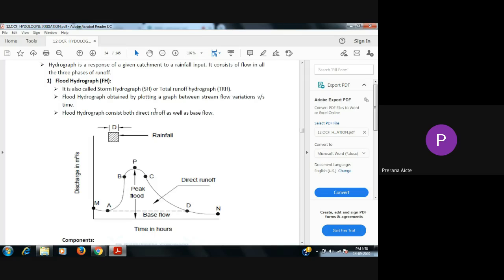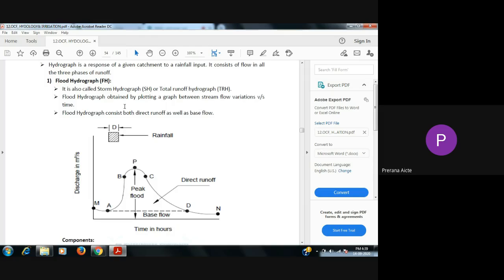It is also called the storm hydrograph. Storm hydrograph, flood hydrograph, total runoff hydrograph, or simple hydrograph: any of these terms means the runoff includes surface, subsurface, and base flow. If we separate the base flow from this, we get direct runoff.